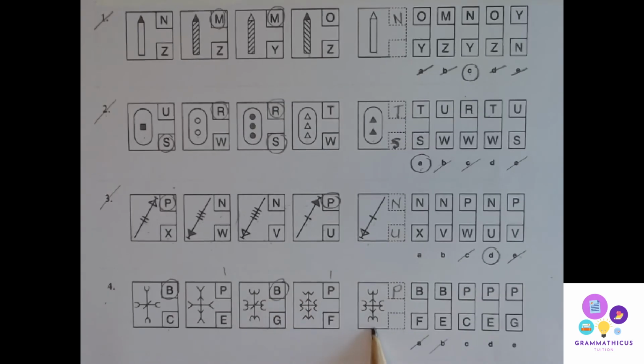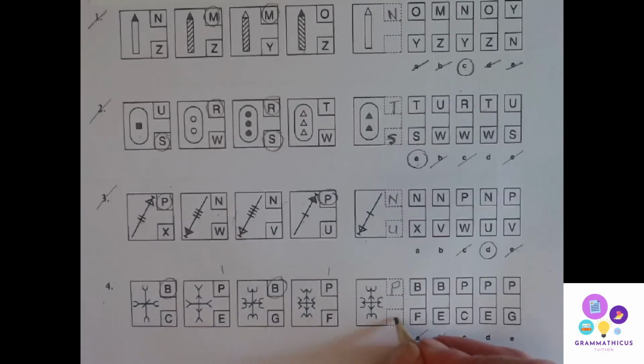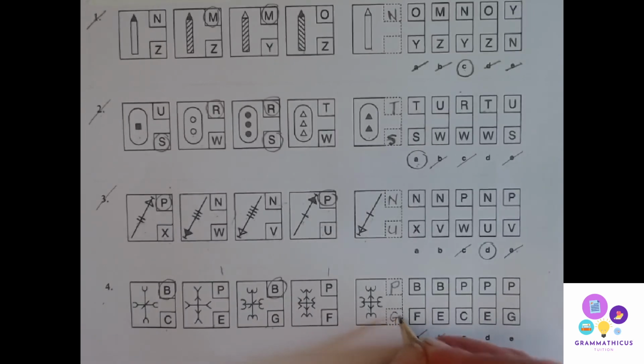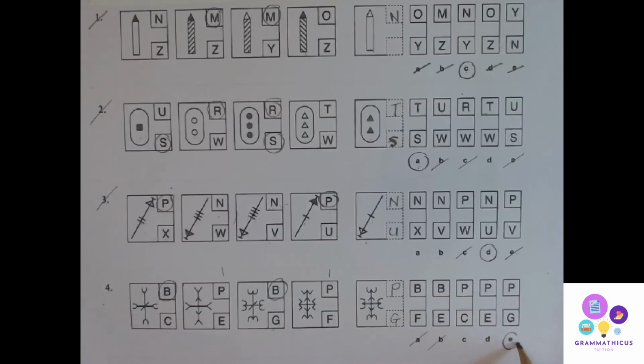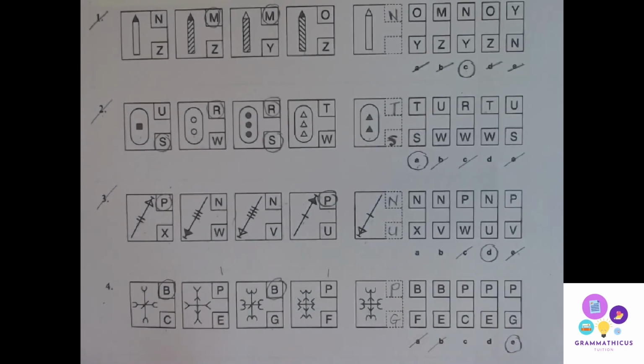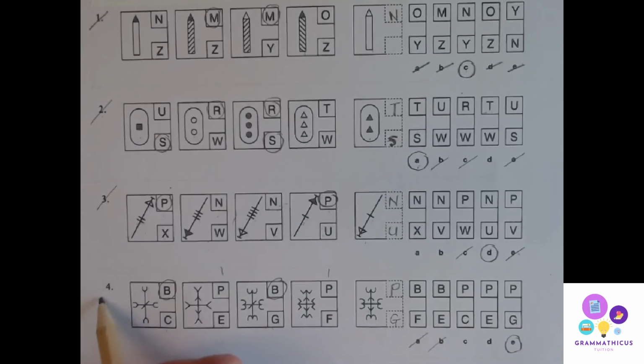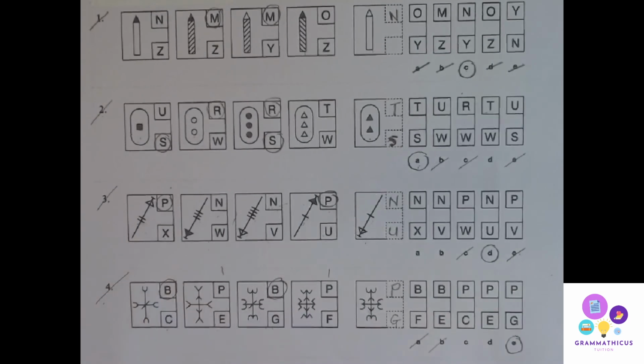Well, here I've got the curly W, so I think the curly W, if I look over here, is letter G, so my code is going to be PG. Now I look over here, I've got PC, PE, here I've got PG. I'm going to circle it, I'm going to mark it on my answer sheet, and once I've done that, I'm going to cross that out.